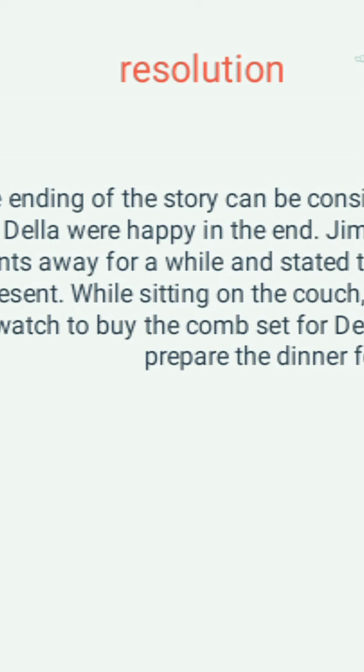The next slide, resolution. Resolution is when the story has a happy ending or sad ending. The ending of the story can be considered as resolution since Jim and Della were happy in the end. So this resolution in The Gift of the Magi is a happy ending.